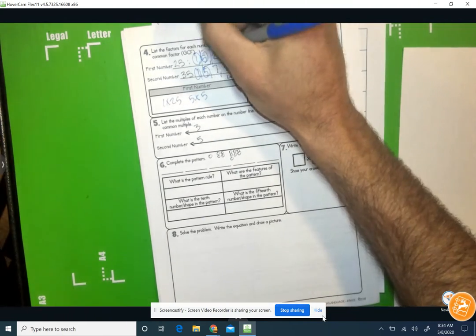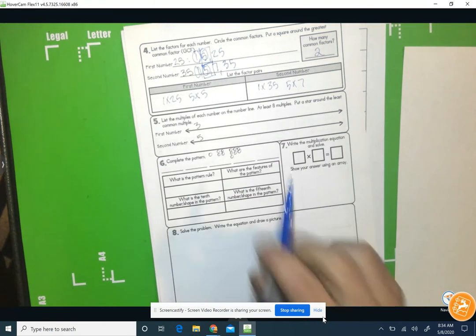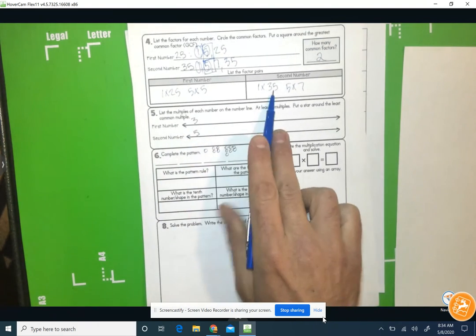The greatest common factor of 25 and 35, by putting a box around it, is 5. And we have 2 common factors. Okay, it's very helpful if you're listing out the factor pairs first and then you're listing the factors from least to greatest. All right, list the multiples of each number on the number line.